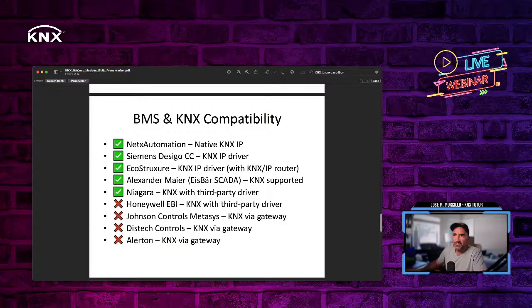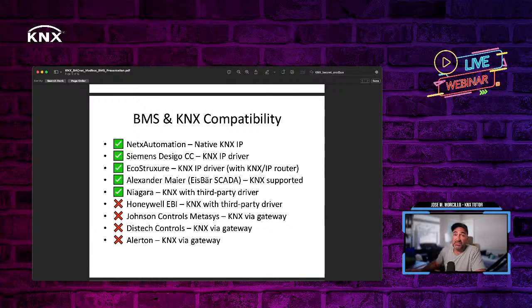so BMS and KNX compatibility. So NetX Automation, this is, again, I'm not trying to promote any brand here. I'm not trying to promote any of this. I'm just talking about what, according to my experience, I know from the market, okay? So NetX Automation is one of the BMS. This is well known among the KNX partners worldwide, okay? And it's native KNX IP.